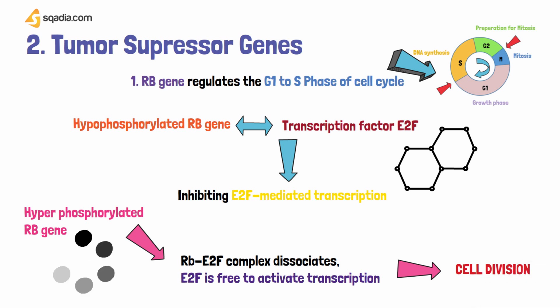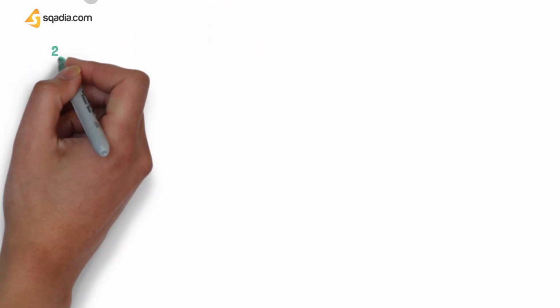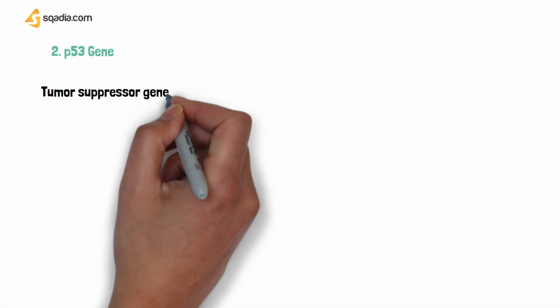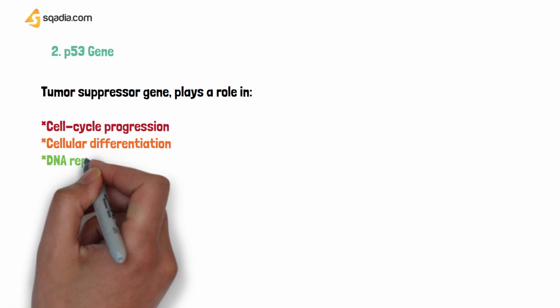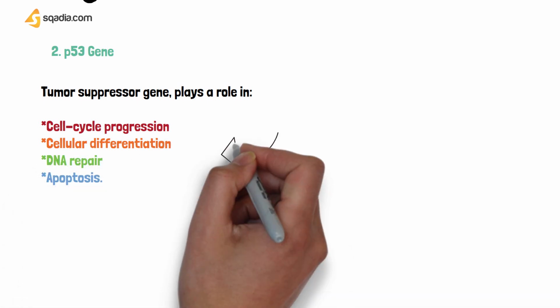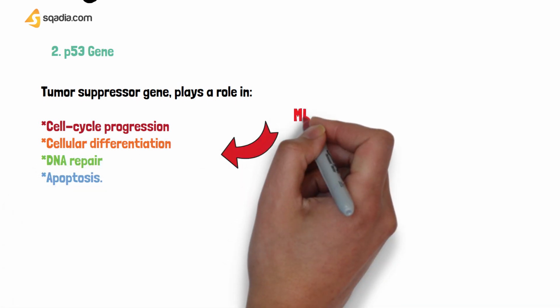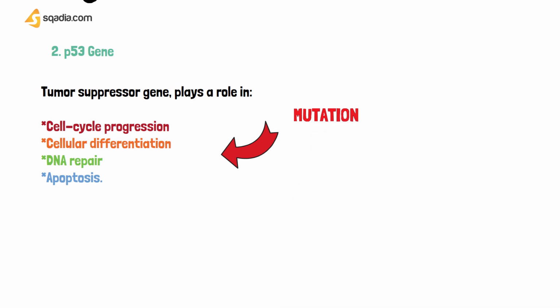The p53 gene. The tumor suppressor gene plays a role in the cell cycle progression, cellular differentiation, DNA repair, and apoptosis. And if mutation occurs in the p53 gene, all of these functions are going to be affected and eventually going to lead to uncontrolled cell proliferation.